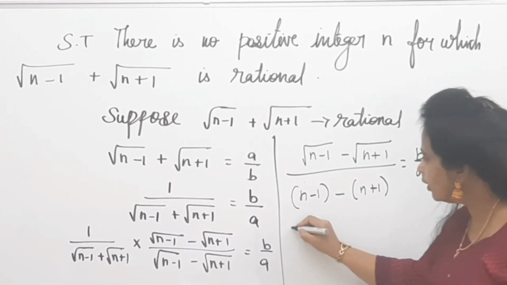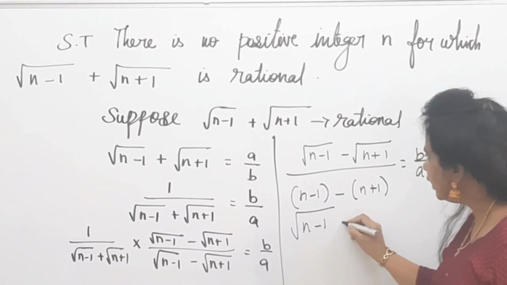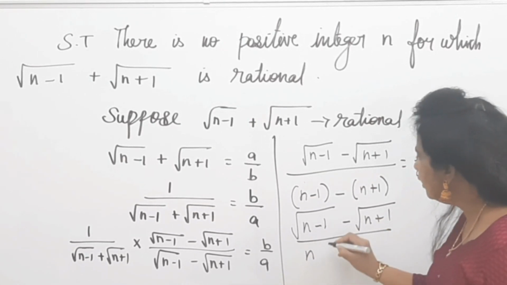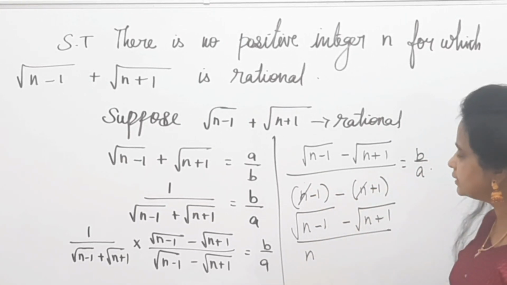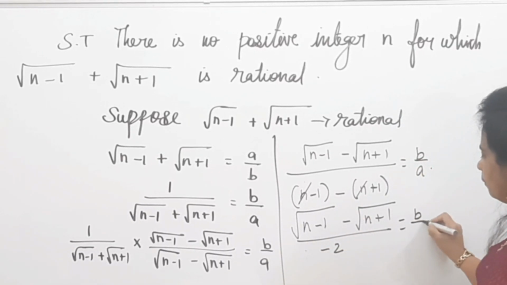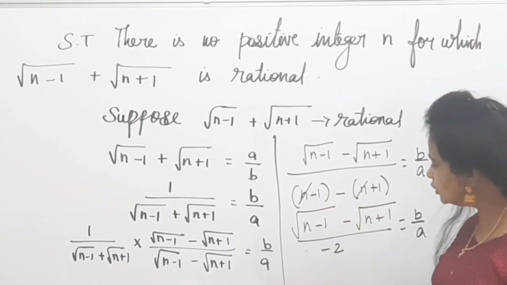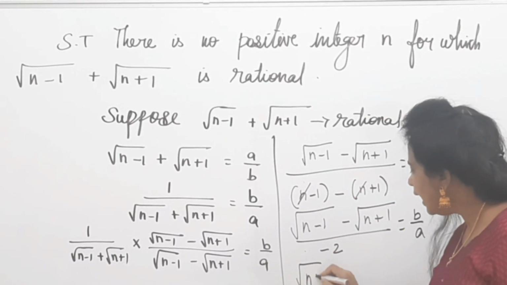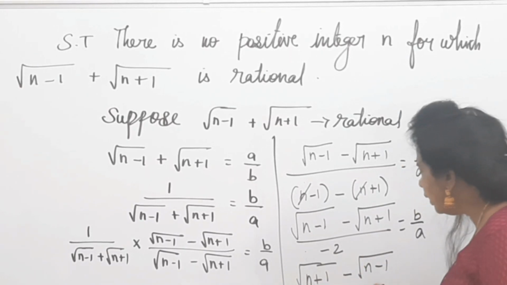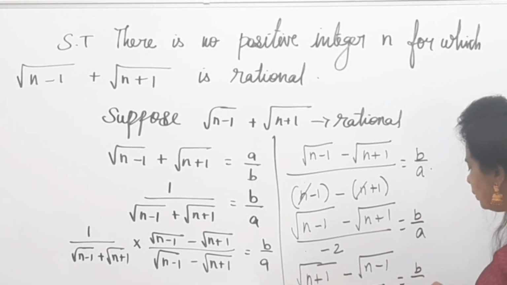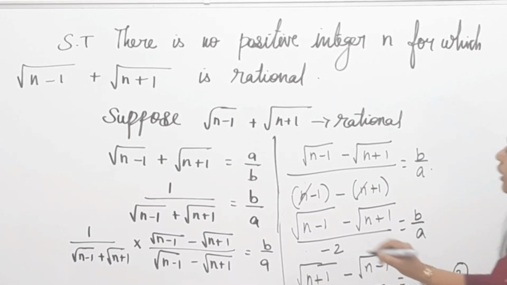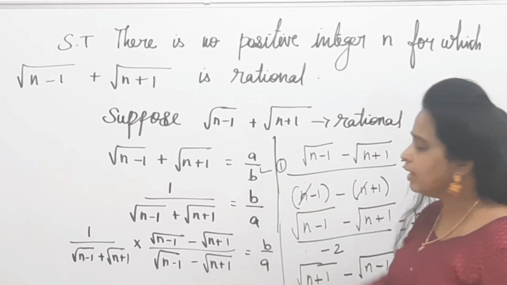Let me simplify further. So root n minus 1 minus root n plus 1 divided by n minus 1 minus n minus 1, the n gets cancelled. So I get minus 2, which is equal to b by a. Now I take the minus to the top. So that becomes root n plus 1 minus root n minus 1 divided by 2, which is equal to b by a. Now I take this equation as my second equation and the earlier equation as my first equation.